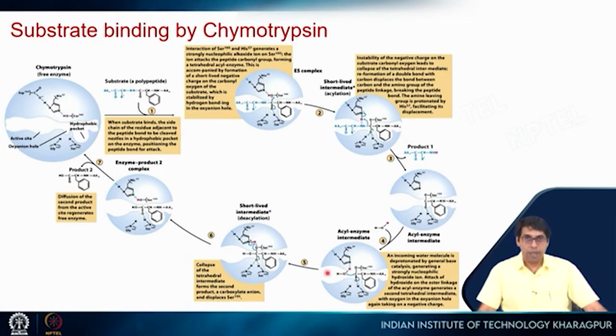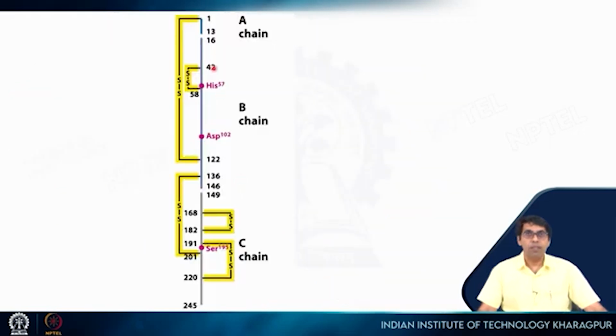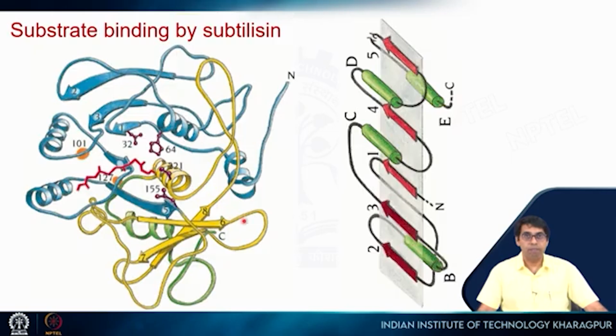This is the mechanism at a glance. I have already discussed this in a previous lecture. So chymotrypsin is formed as a pre-pro protein, and then it gets activated by other enzymes, and then it forms this functional enzyme.